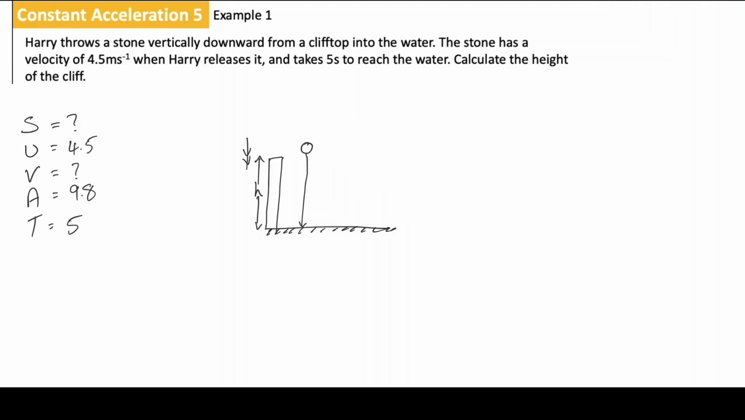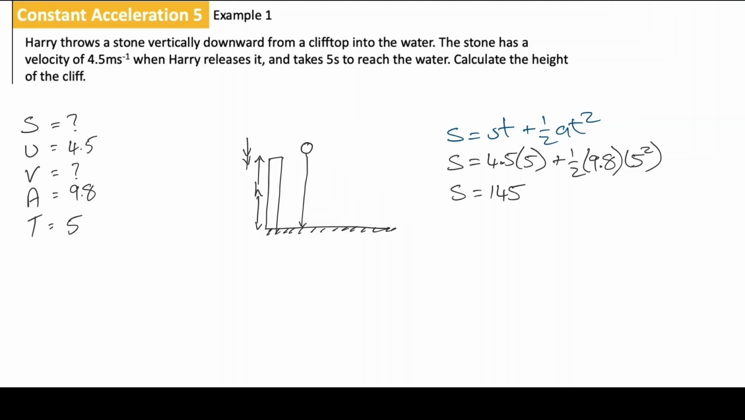We need a formula that uses S, U, A, and T. So that is our popular S equals UT plus half AT squared. We'll quote the formula, we'll substitute the values in. There's no rearranging, we just need to evaluate the right-hand side, 145 meters. That is the height of the platform. Okay, so straightforward one to get started.